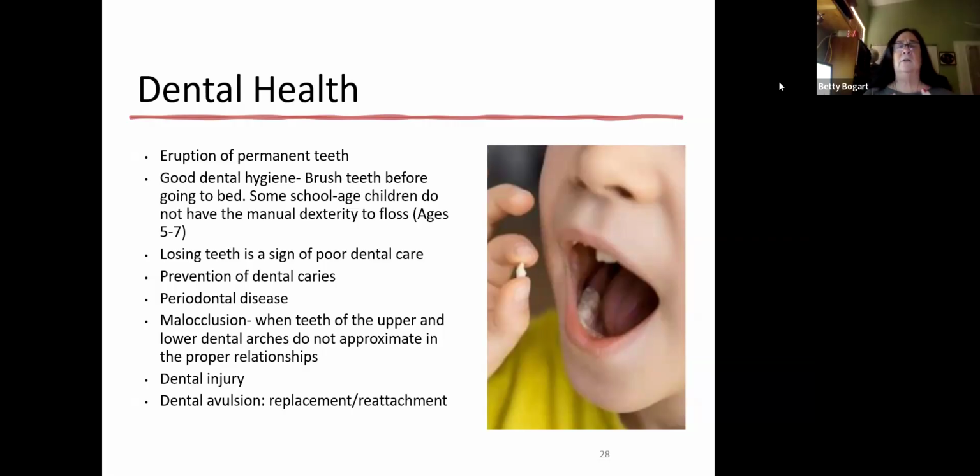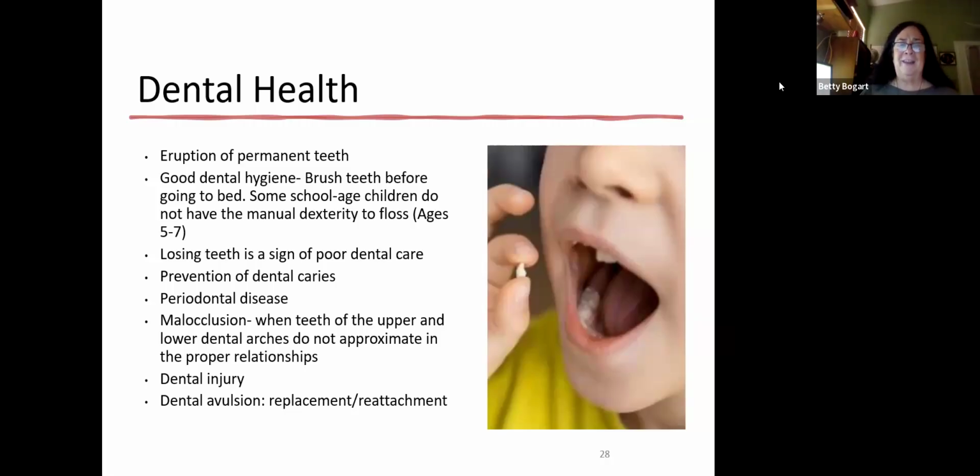The one thing about school age children, remember I told you all of their baby teeth are in and they all fall out, and now all the permanent teeth come in. So losing teeth is not a sign of poor dental care, is it? It's because all those baby teeth are coming out. You expect it. Now, if there's pain in the teeth, they can have cavities, yes. So pain means cavities, but losing teeth is absolutely normal.